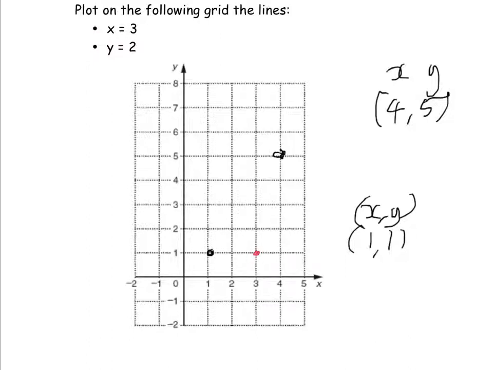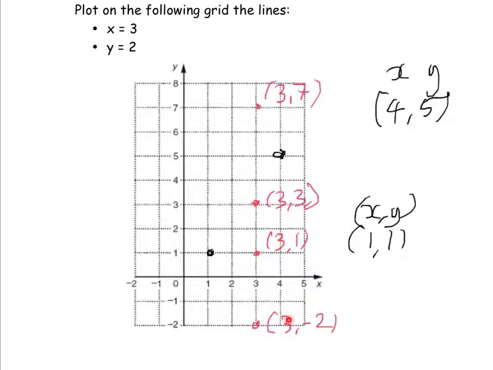So if we were to look at this point here, that is 3, 1. And this point here is 3, 3. This point here is 3, 7. And this one here is 3, minus 2. And what you should notice about these four coordinates is that all the x parts are 3. So the x in all of these four coordinates is equal to 3.